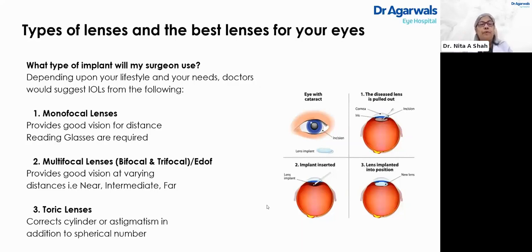So we have EDOF or extended depth of focus lenses where the light does not spread, but in the EDOF lens you get good far and intermediate, that is the mobile hand distance or the computer distance vision. But for seeing very near, you would need assistance with a very tiny number. Last and most important are the toric lenses, which correct the number which is at an axis. That is called astigmatism or cylindrical power or teda number, where the lens is put in the axis in such a way that it corrects this cylindrical power.